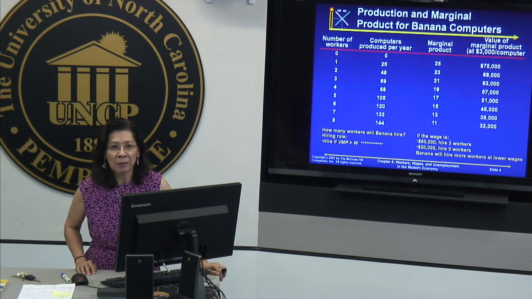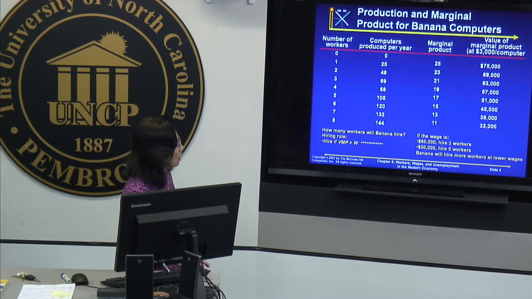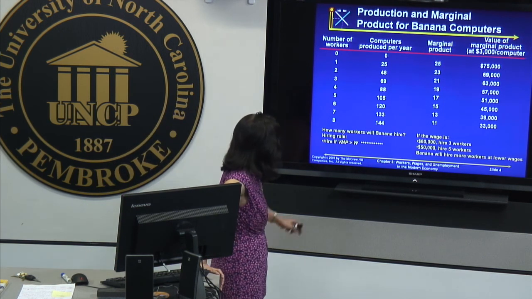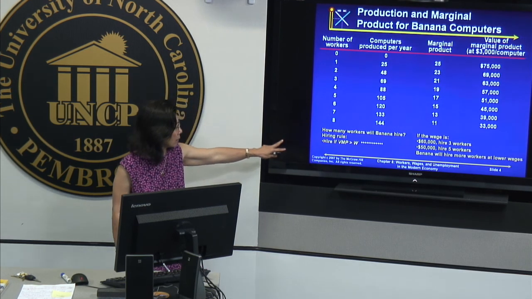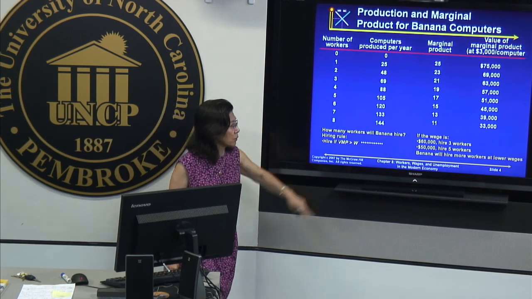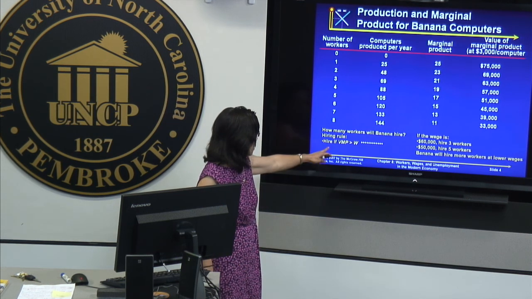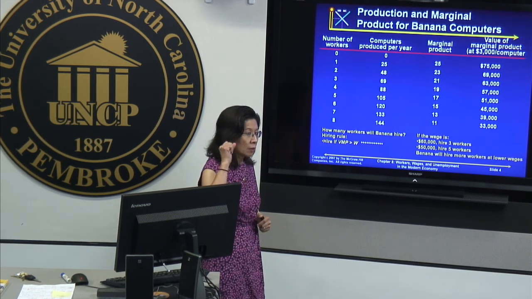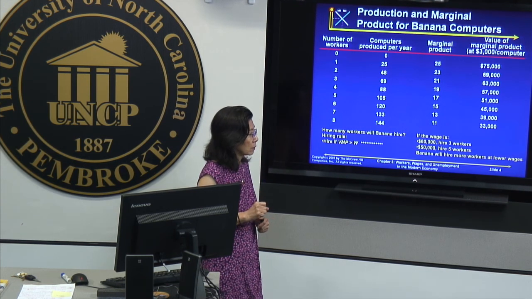So what is the optimal number of workers they should hire? How would they solve this problem? They have to use something called the hiring rule. I hope you could see the PowerPoint slides here. The hiring rule says we will hire up to the point where the value of the marginal productivity of the workers is greater than their wages.